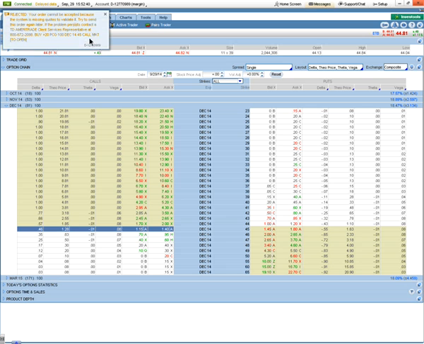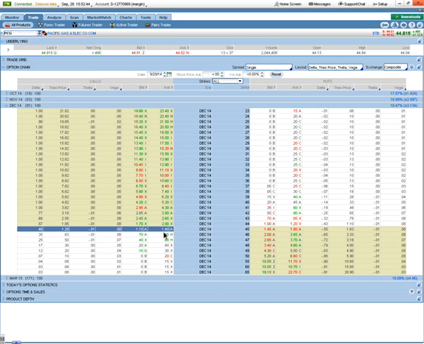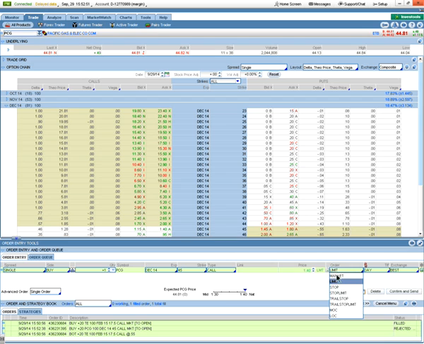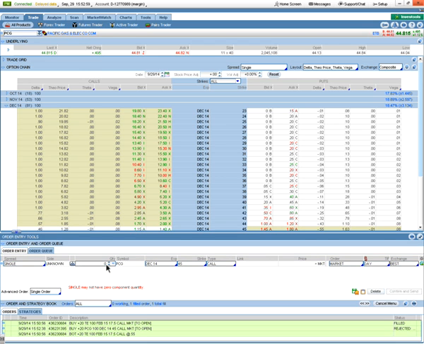Oh, it says it's not accepting it. Let's try and see if we can go back and do that. Buy. We want a market order. Let's make sure that we do 10 contracts on this. Let's see what happens.